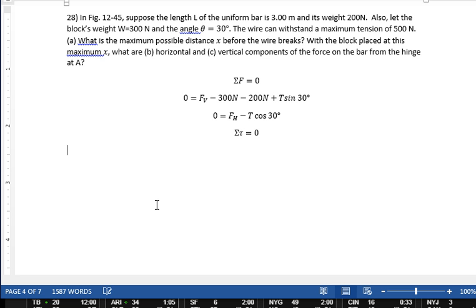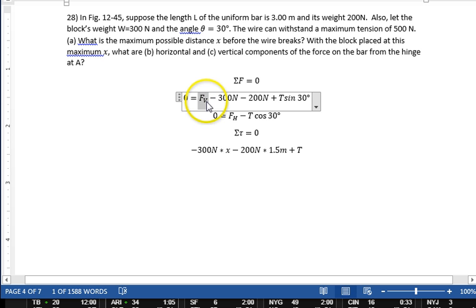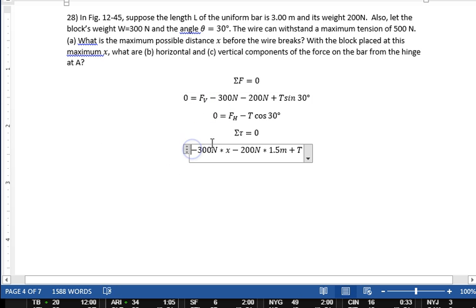And finally, the sum of the torques must be 0. Okay, so the torque due to the box is 300 newtons times x, and that is a negative torque since it would be clockwise. The torque due to the weight of the beam is 200 newtons times 1.5 meters, right? This is the torque about the point where it attaches at the wall. So the distance for FV is 0, and so it drops out of this equation, right?